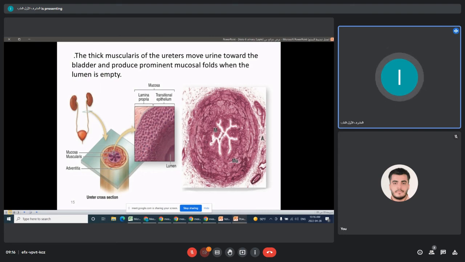The muscular wall becomes thicker here near the urinary bladder, and the thickness here is important for contraction and helps to carry down the urine into the urinary bladder. The mucosa of all these organs, the ureters, bladder, and urethra, is lined by a similar type of epithelium, which is a unique stratified epithelium called the urothelium. This is the urothelium, or the transitional epithelium.